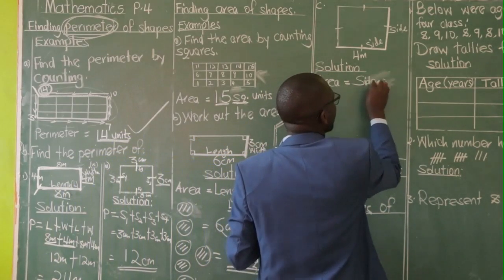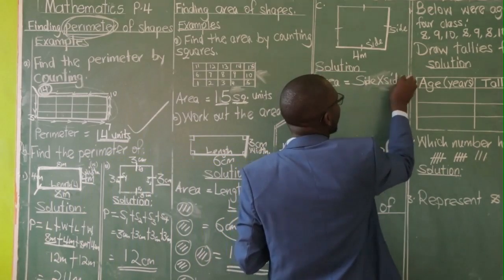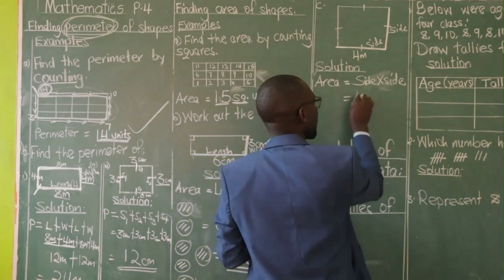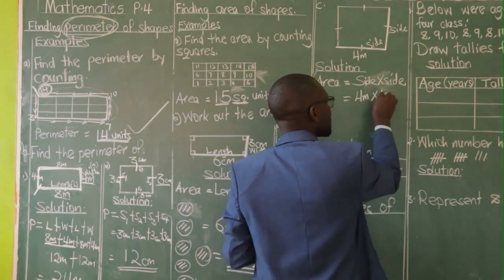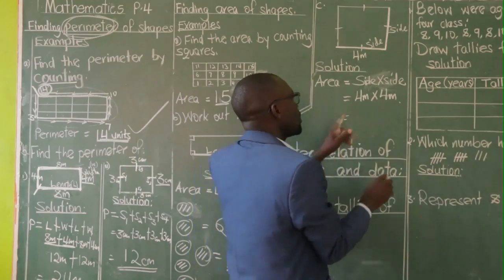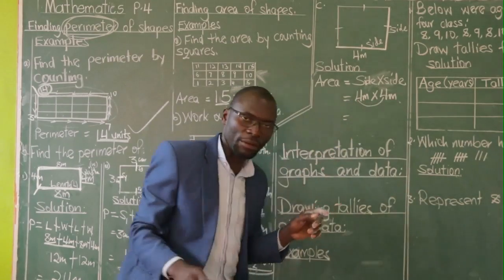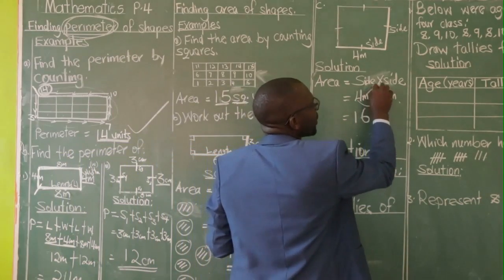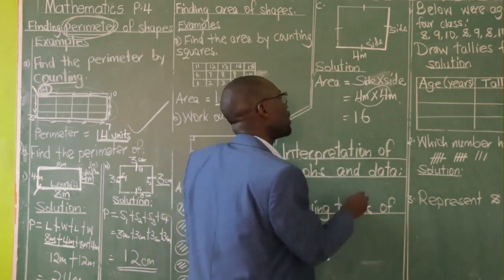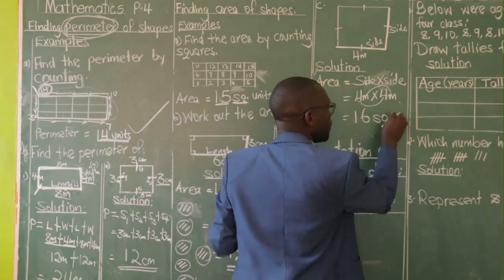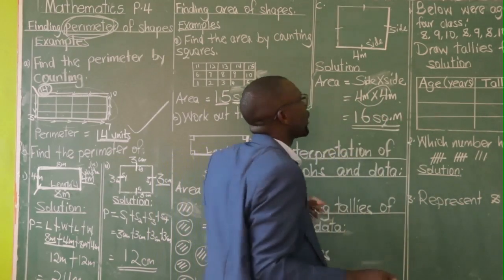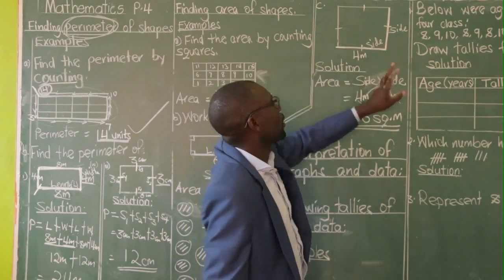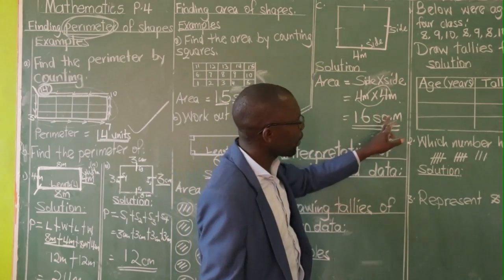Side times side. And because each side for this case is 4 meters, we say 4 meters times 4 meters. What is 4 times 4? The answer is 16. And then meter times meter, we are going to have square meters. So the area of this square, whose side is 4 meters, is 16 square meters.